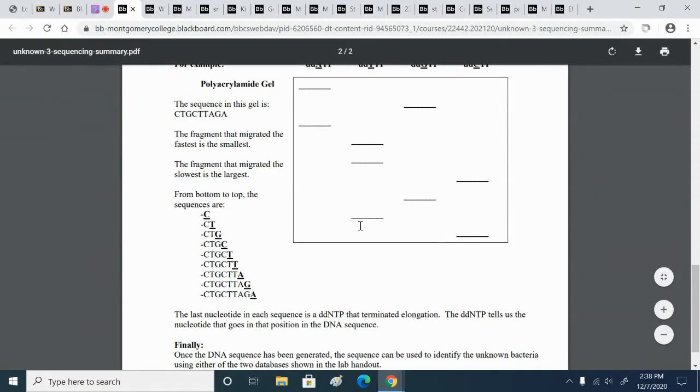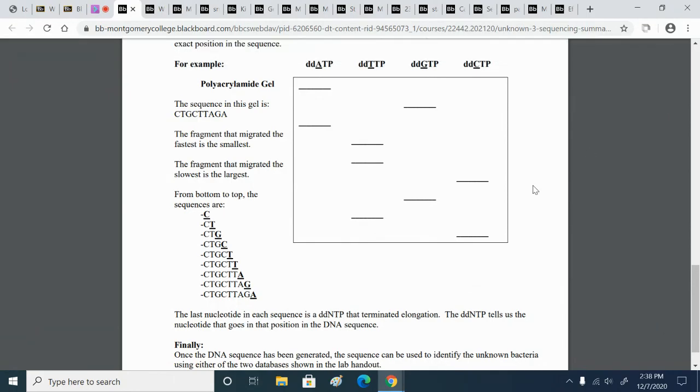C, T, I can't see this, hold on a second. It's not letting me, okay, here we go. C, T, G, C, T, T, A, G, A. So each band in the gel corresponds to the fragments that are shown here. Each fragment terminates with a specific dideoxynucleotide. So that's how we read the sequence from bottom to top.